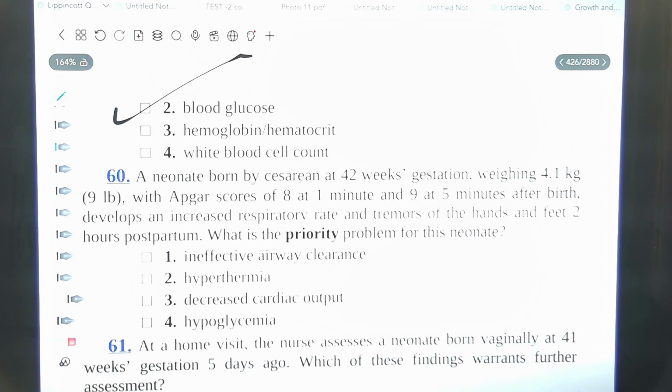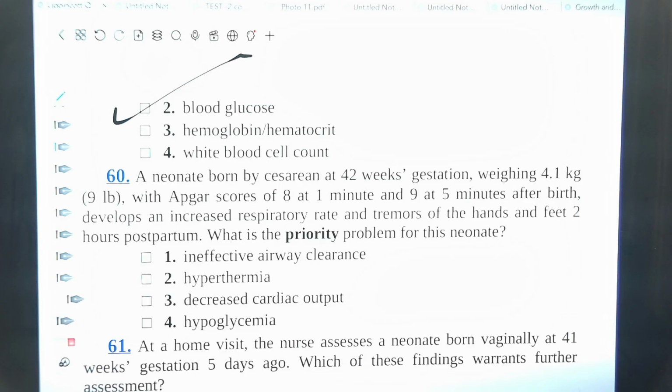Next question. A neonate born by cesarean at 42 weeks of gestation weighing 4.1 kg with Apgar scores of 8 at 1 minute and 9 at 5 minutes after the birth develops increased respiratory rate and tremors of the hands and feet 2 hours postpartum. Which is the priority problem for this neonate? So increased respiratory rate and tremors are indicative of hypoglycemia. Fourth will be the correct response.